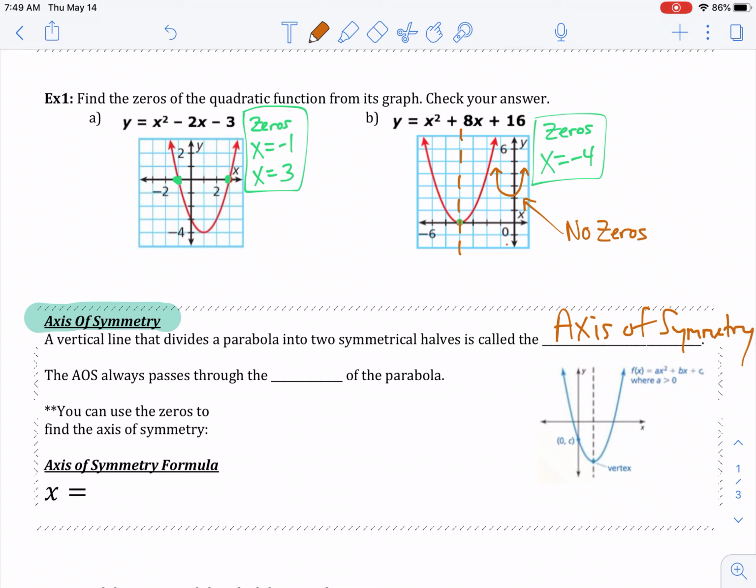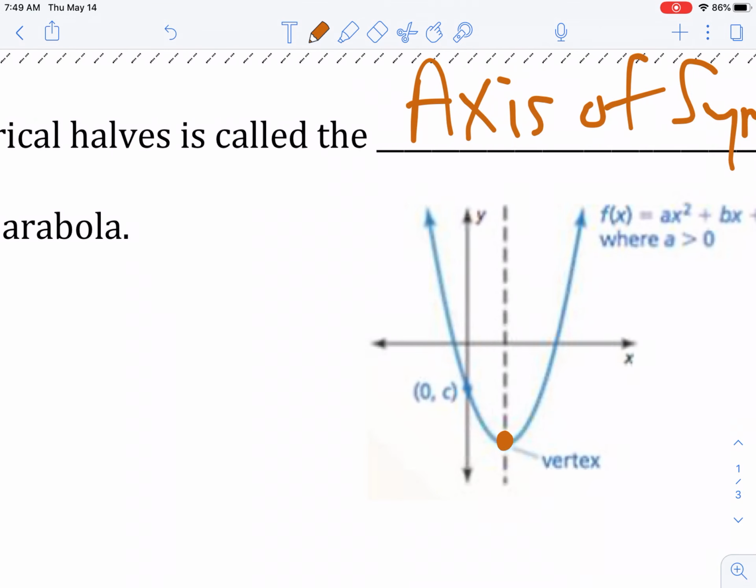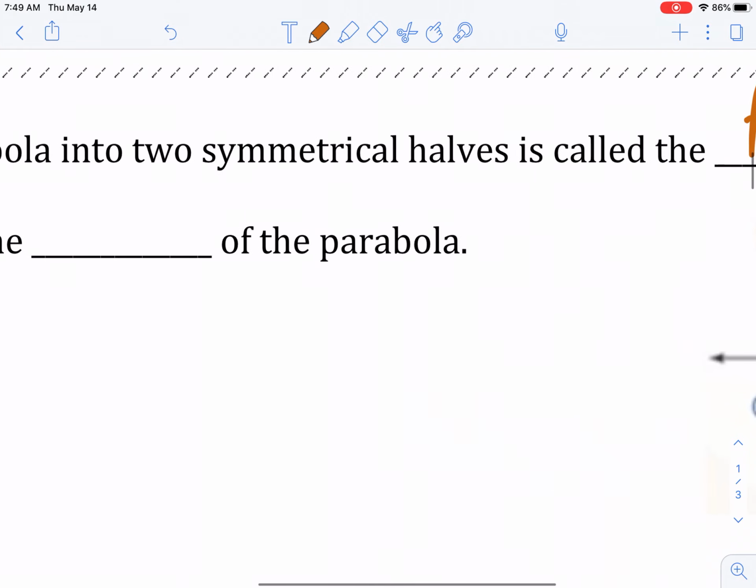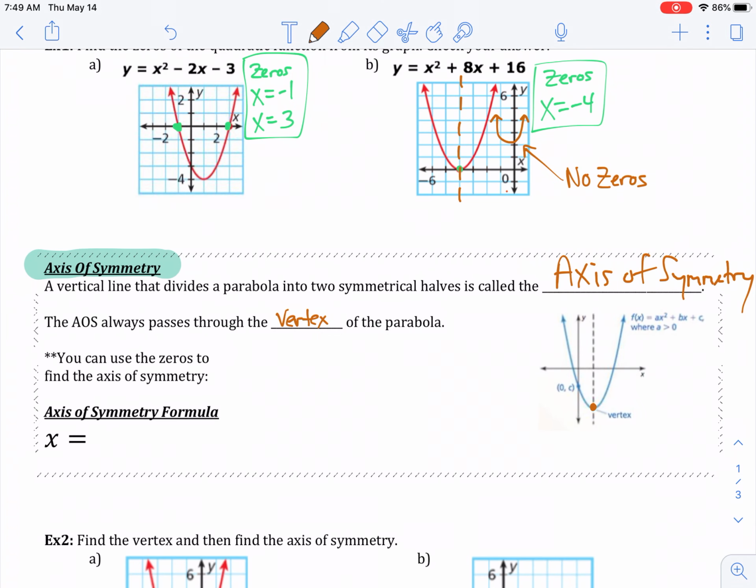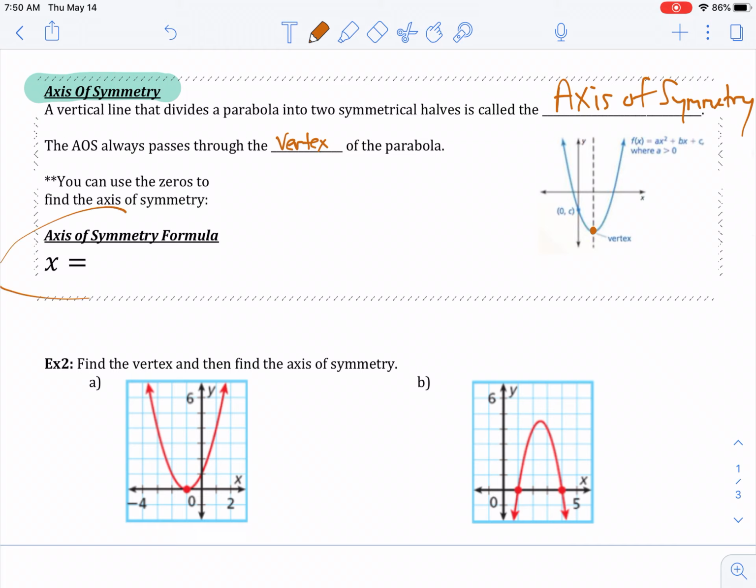The AOS, axis of symmetry, always passes through the vertex. The vertex is like the middle point of the parabola, right? Notice the dotted line goes through the vertex. It always passes through the vertex. So whatever the x coordinate of the vertex is, that is also the axis of symmetry. This is how you write your axis of symmetry: you write x equals whatever the number is. Very simple.